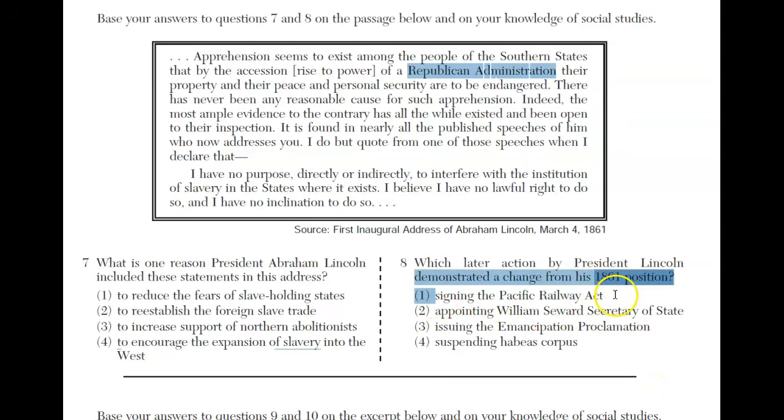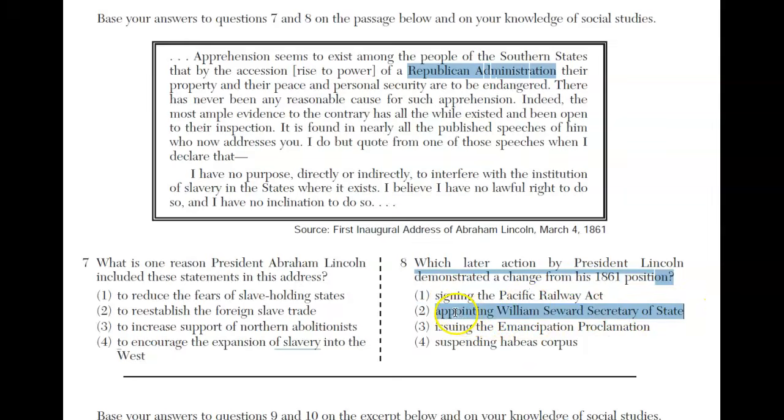Okay. Signing the Pacific Railway Act. You may remember this one. This is the Transcontinental Railway. They had decided to build a railroad that connected everything east of the Mississippi with California. One of the reasons for it was to settle a lot of non-slave type people, not promoting slavery out in those western states. But Lincoln would not have been in favor of expanding slavery to the west anyway. So that's not a change.